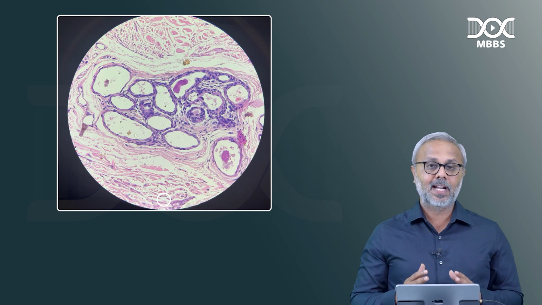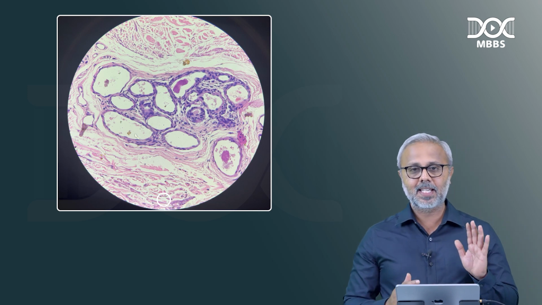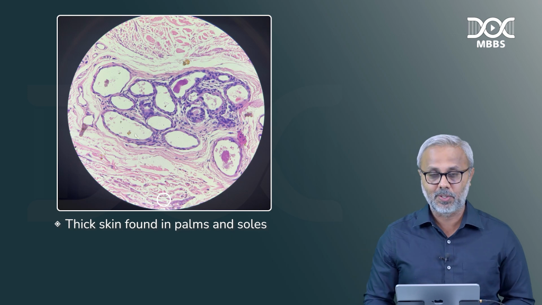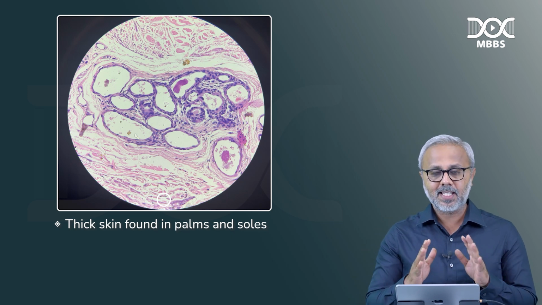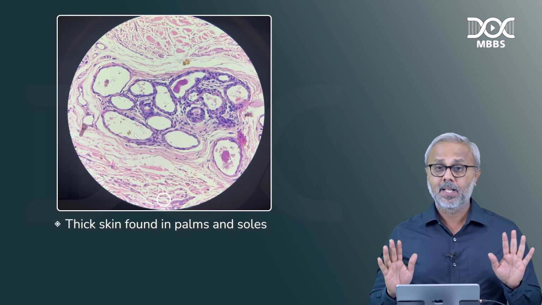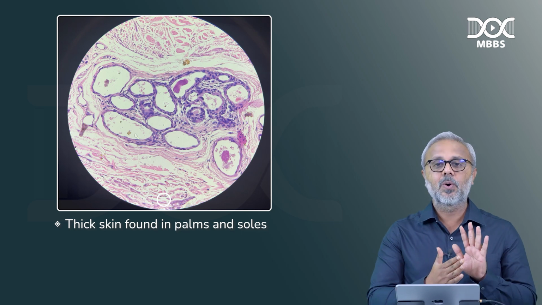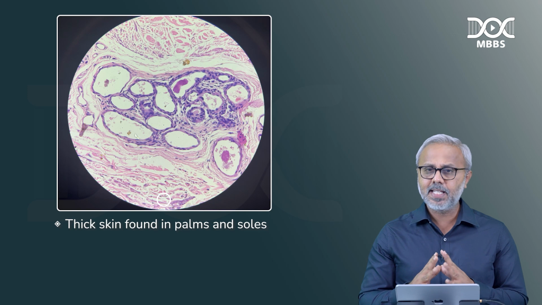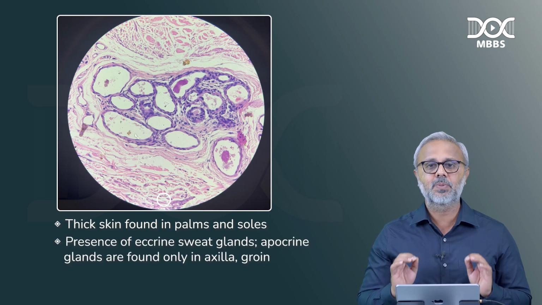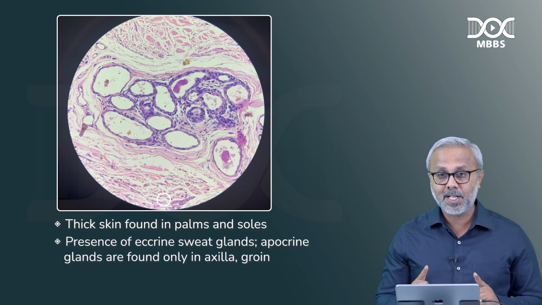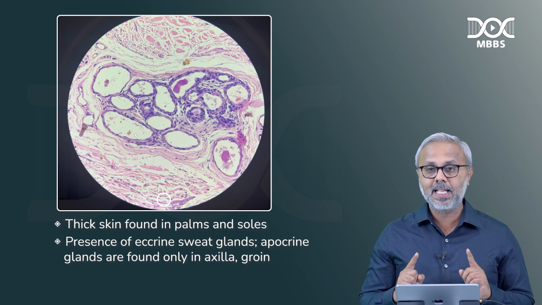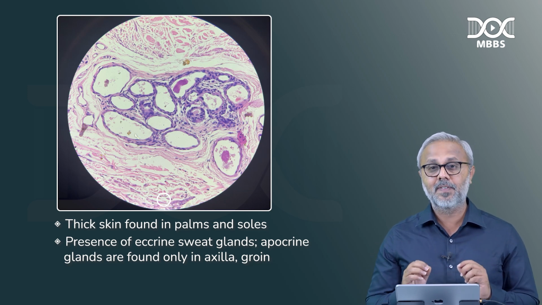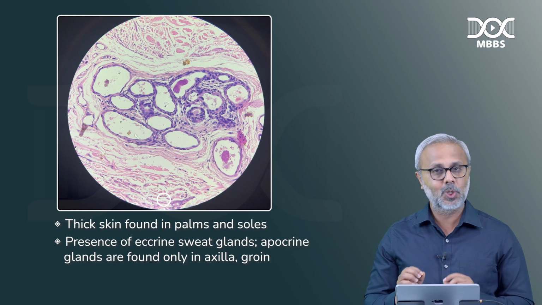Let's think where exactly thick skin is present. Thick skin is present over the palms and the soles, right? So these areas, do they sweat or not? They sweat profusely, right? So the thick skin will have plenty of sweat glands, and these are again eccrine sweat glands. Remember again, apocrine sweat glands are found only in the region of the axilla or the pubis or the groin region, where they are responsible for body odor.